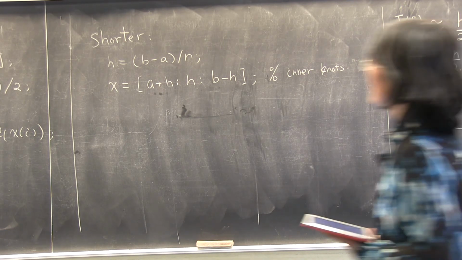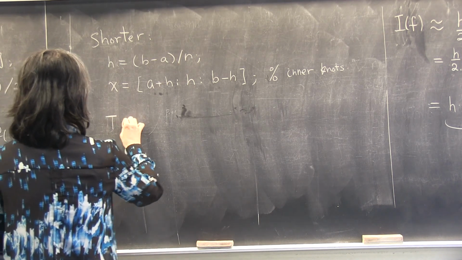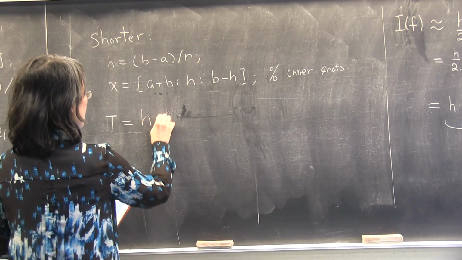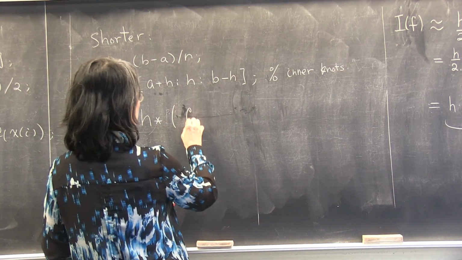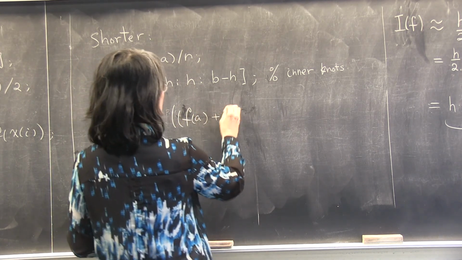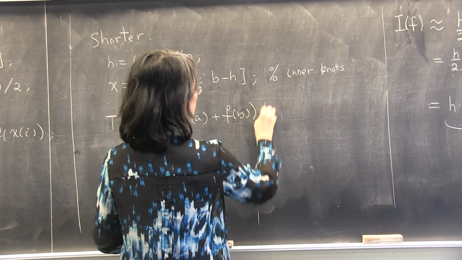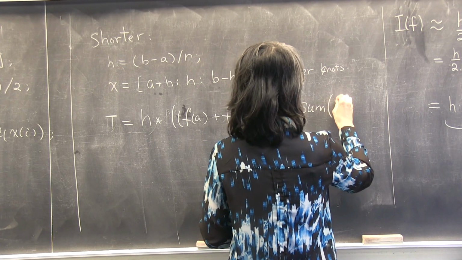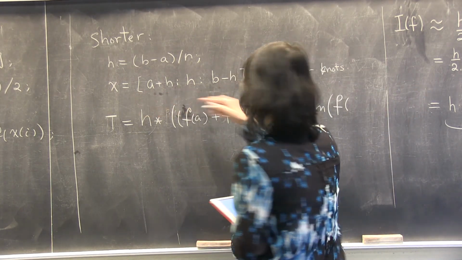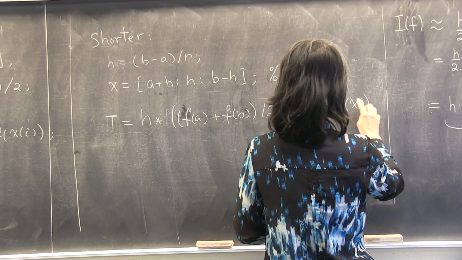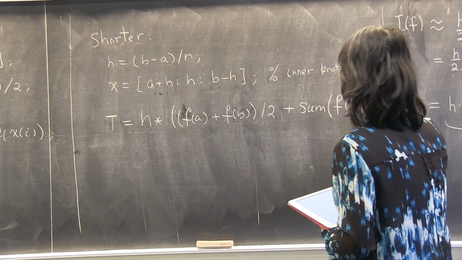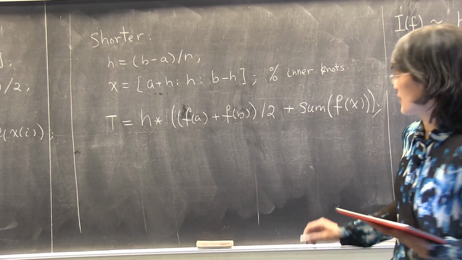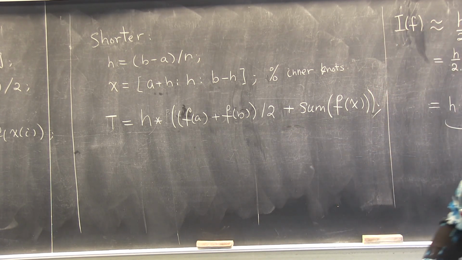Okay, so once you have that, you can write it in one line. So t, what would that equal to? Well, you can just look at that and write it. It will be h times, in bracket, f of a, plus f of b, divided by 2, plus the sum of f at all these x that I prepared here, the inner x, 1, 2, and 3. This will correspond to that one. And that's it. Is that right? This thing just does all that.